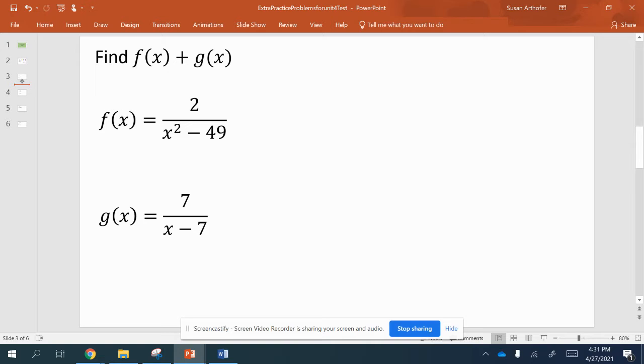Okay, so write this down. Write the directions down. Write down what I circled in red. So we're going to be adding this time. Okay, so it says f of x plus g of x. So let's write that down. Here's the f of x. So 2 over x squared minus 49 plus 7 over x minus 7.